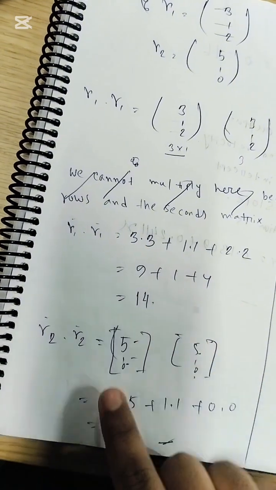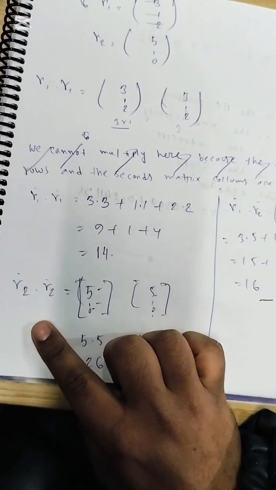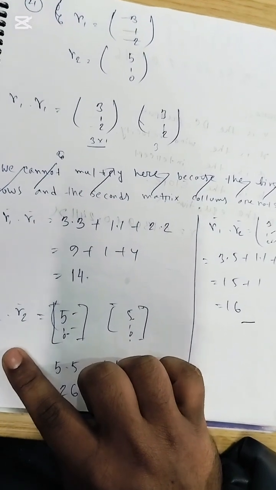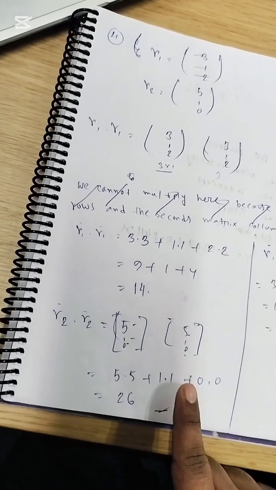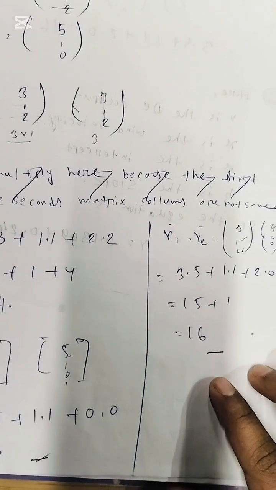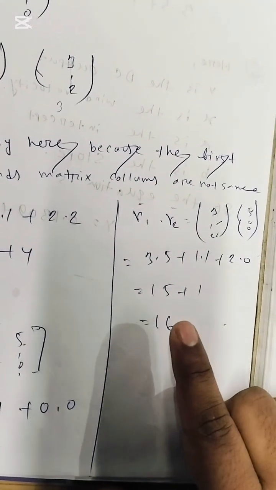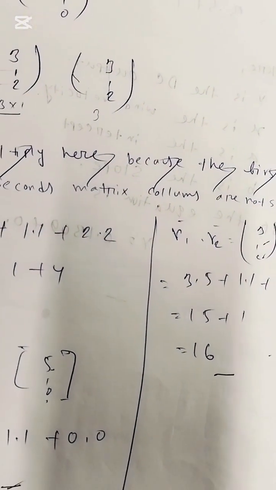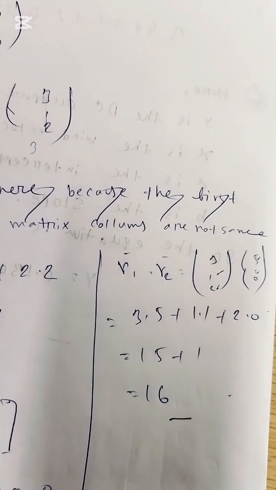Again, the question is asking for multiplying R2 into R2. This is the same procedure as the first step we did previously. Calculating all the values of R2 and R2, the answer we got is 26. Then the next step is R1 into R2. Now we have to multiply R1 into R2. This is the same procedure, because now the rows and columns are the same. Finally, calculating all the values, the answer is 16. Thank you.